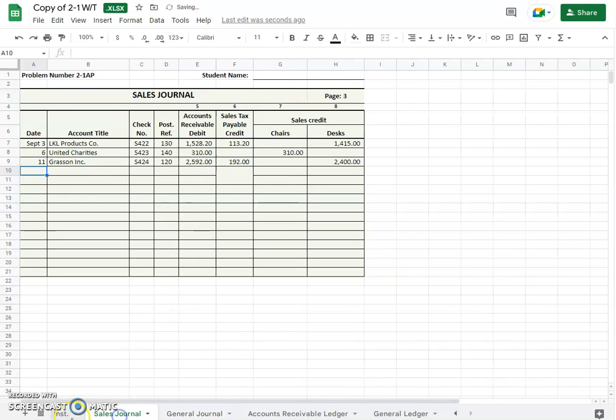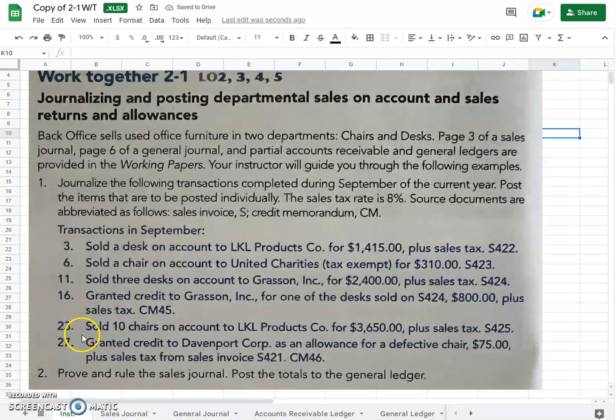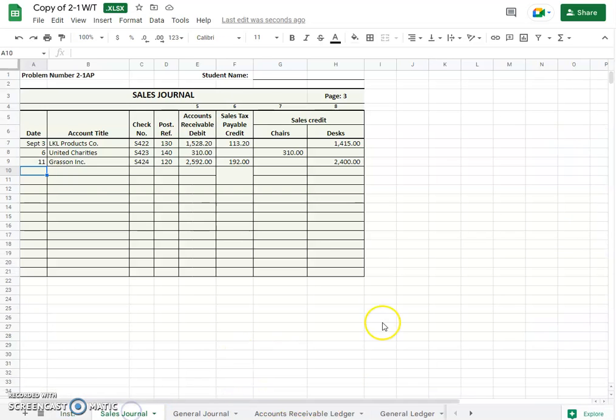Okay, now our next number, the 23rd, sold 10 chairs to LKL Products, $3,650 plus tax. So we'll go back to our sales journal. 23rd, LKL Products again. We are at sales invoice 425. And the total amount of sales for chairs was $3,650. We will add tax of 0.08 times the $3,650.